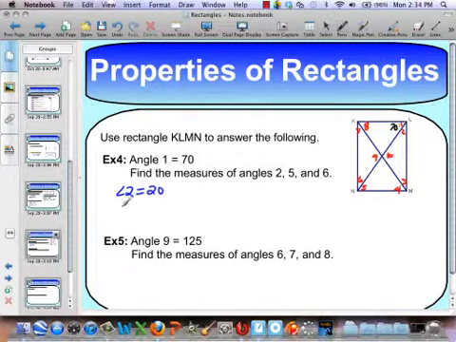What is then the measure of angle 5? It would be 70, because they're alternate interior angles. Going back to our third unit, parallel lines and transversals, you get alternate interior angles. This angle and that angle become alternate interiors. So angle 5 is 70 degrees. What does that make angle 6? 20.